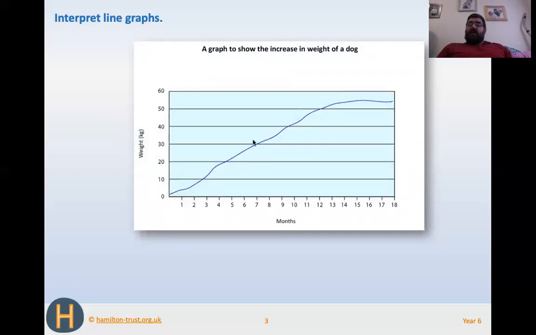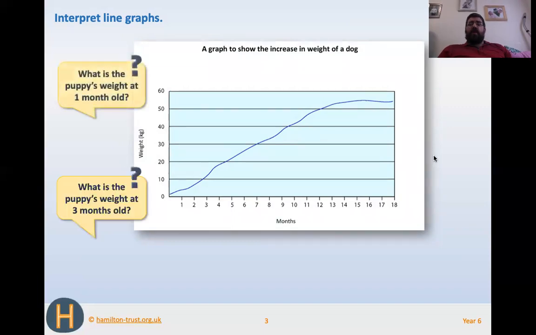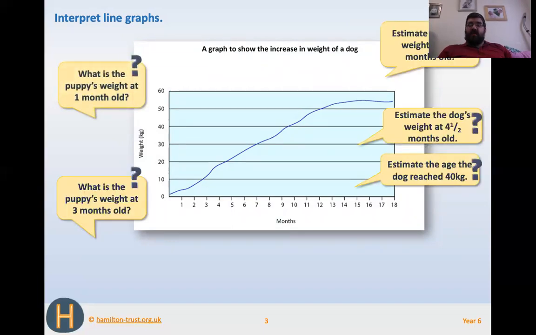And this is a bit harder because the scale is nicely done for us, but actually some of the places where the scale reaches to are going to be a bit more tricky. So sometimes when we've got this sort of graph, we're going to have to use our best guess. So here's a few questions about this dog. What's the puppy's weight at 1 month old? What's the puppy's weight at 3 months old? Estimate the dog's weight at 2.5 months old. When it's saying estimate, that means we're using our best guess, and then again at 4.5 months old.